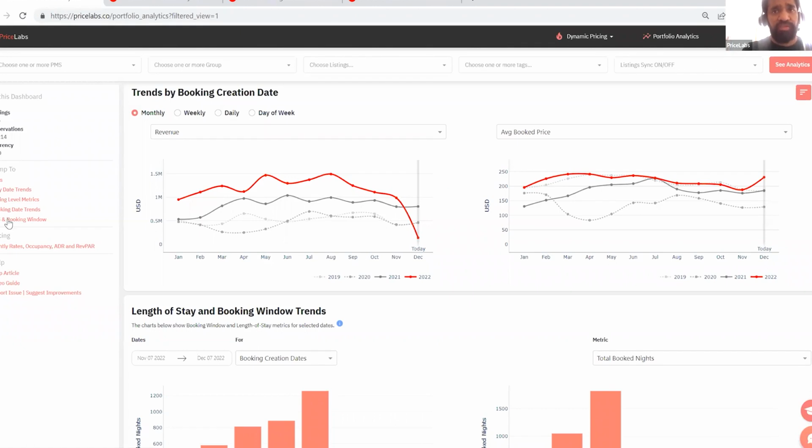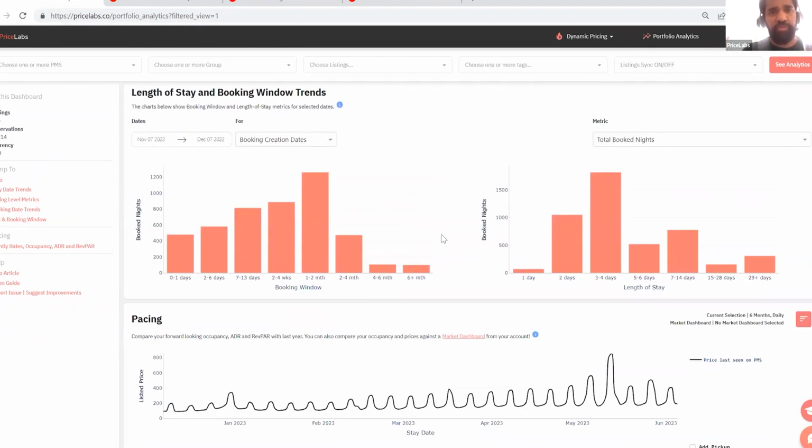Use case number 2: stay restrictions are important. Look at these graphs to understand what's happening in your business. I was on a call with a customer yesterday in Dubai, and they said, I only get 1 or 2 night bookings. When we looked at this graph, most of their booked nights were coming from 3 to 4 and 5 to 6 nights. They just get a lot more 1 night and 2 night bookings, so in their mind, their business is driven by those. But in terms of total booked nights, 3 to 4 nights or 5 to 6 nights were a lot higher.